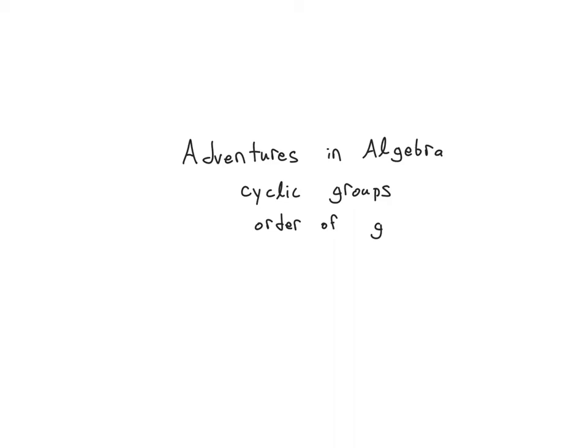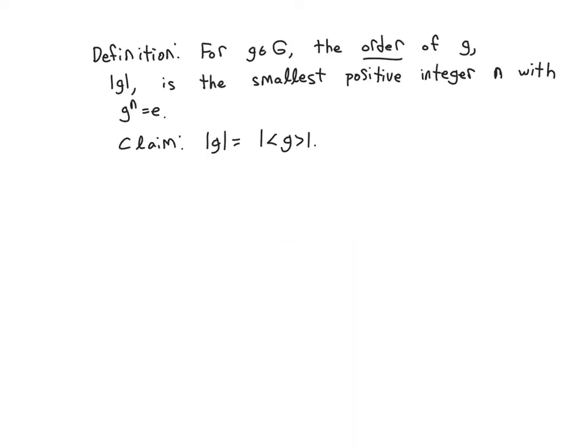Hello, class. On this adventure in algebra, we're going to look at cyclic groups, and now we're going to study the order of an element. So given any group G and any element little g, the order of that element, magnitude of g, is the smallest positive integer n such that g to the n is the identity element. And something we'll prove in a later video is that this is actually the size of the cyclic group generated by g.